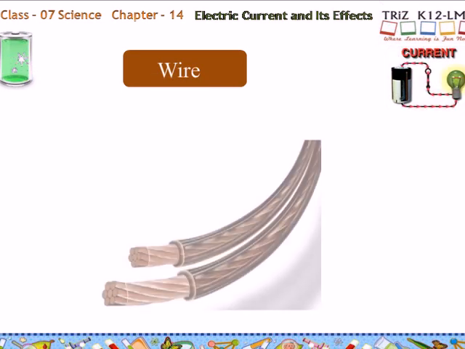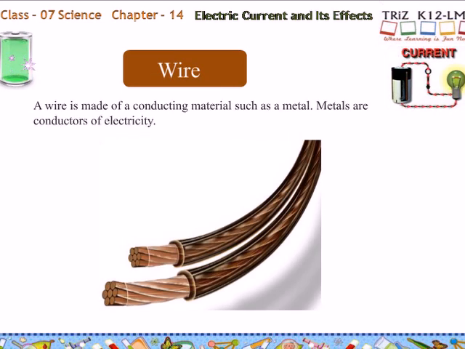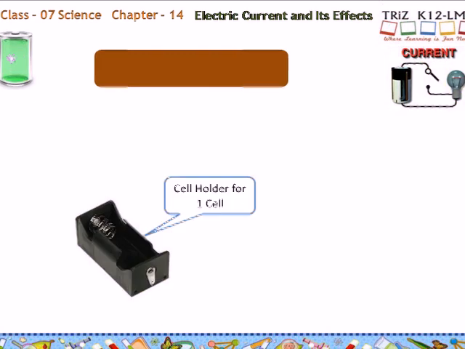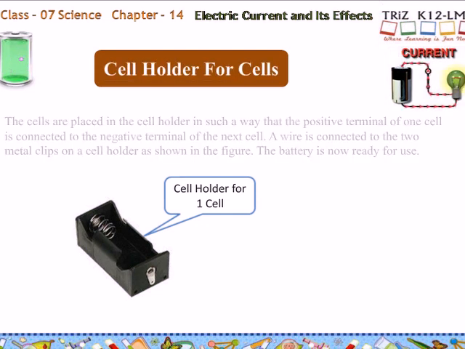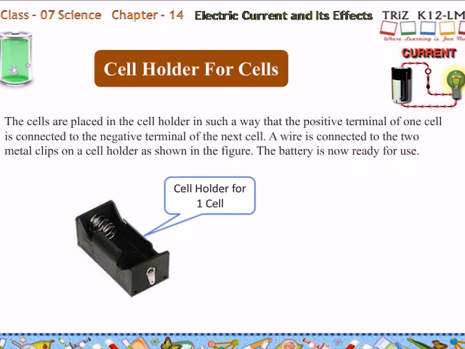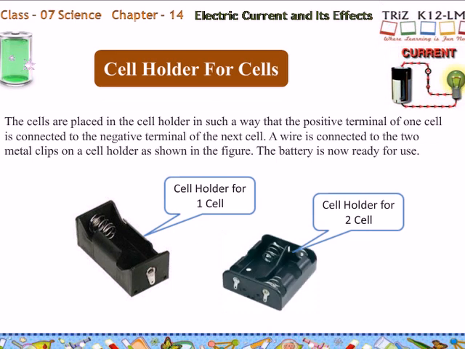Wire. A wire is made of a conducting material such as a metal. Metals are conductors of electricity. Cell holder for cells. The cells are placed in the cell holder in such a way that the positive terminal of one cell is connected to the negative terminal of the next cell. A wire is connected to the 2 metal clips on a cell holder as shown in the figure. The battery is now ready for use. Cell holder for 2 cells.